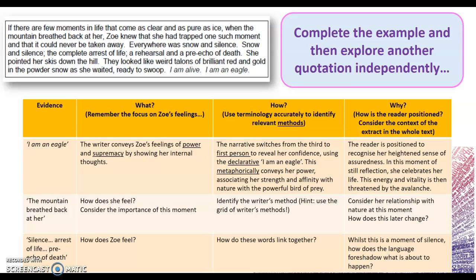So with "I am an eagle", the what part of that is the writer conveys Zoe's feelings of power and supremacy. So those are her feelings. She feels powerful. So the writer conveys Zoe's feelings of power and supremacy by showing her internal thoughts. The narrative, this is the how section now, the narrative switches from the third to the first person to reveal her confidence using the declarative "I am an eagle". This metaphorically conveys her power, associating her strength and affinity with nature with the powerful bird of prey.